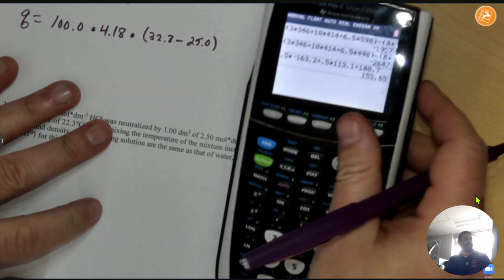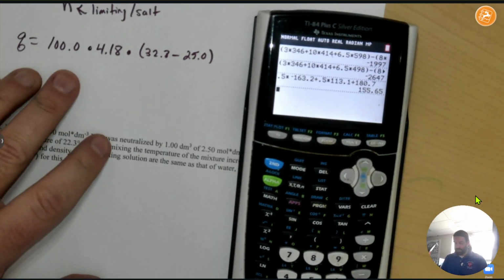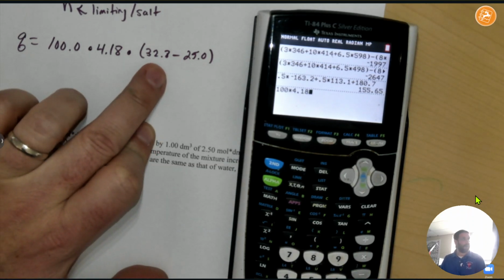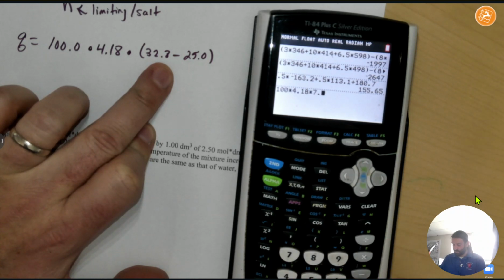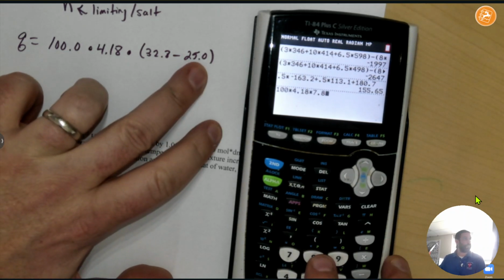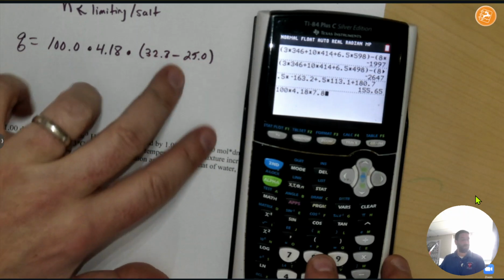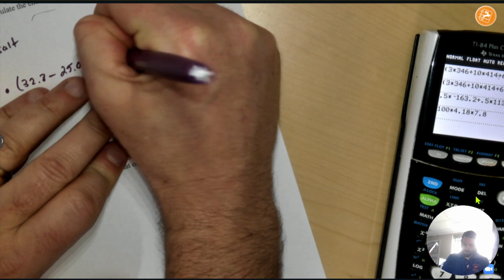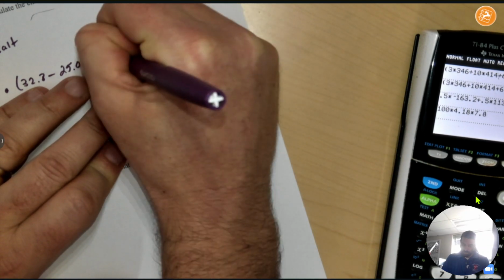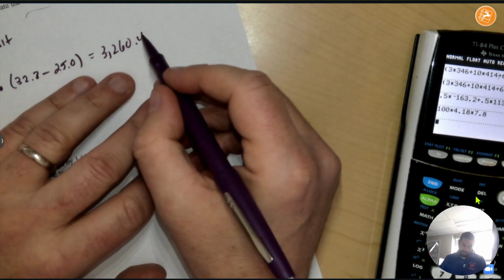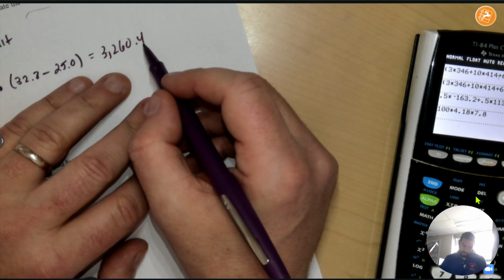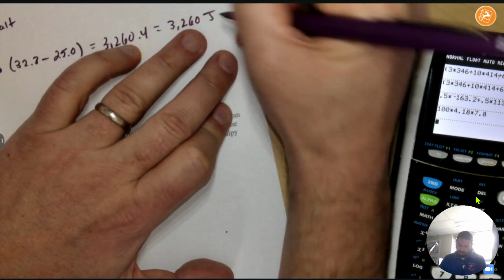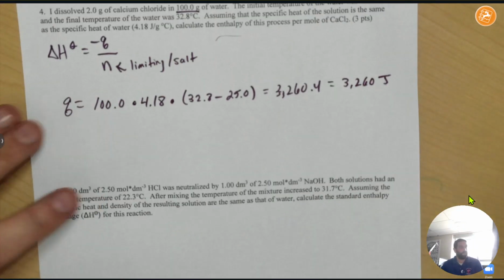Okay, so putting this into yonder calculator, it's gonna be 100 times 4.18 times 7.8, right? 32.8 minus 25 would be 7.8. Yeah, I think 7.8. Let's just go with it. All right, so I get 3,260.4, but to 3 sig figs, that's going to be 3,260 joules. Be aware of your units.